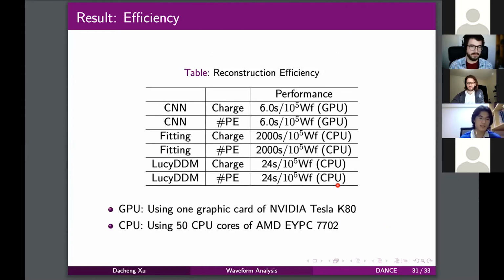And we also tested the efficiency of all methods. And here's the efficiency of the CNN, fitting and Lucy deconvolution methods. And the CNN is faster than Lucy deconvolution and much faster than fitting. And the GPU and CPU we use are shown here.